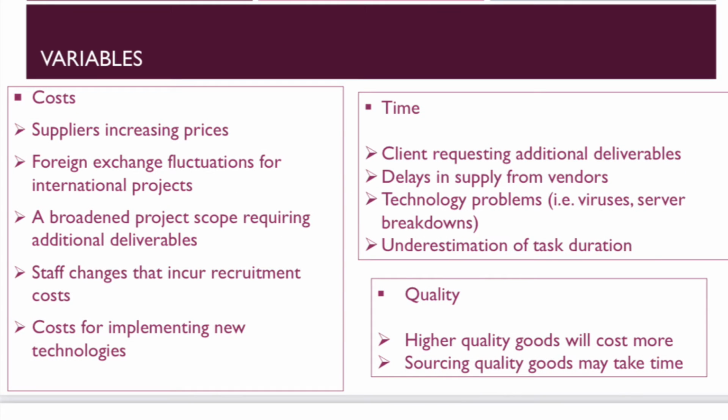Furthermore, to break down the 3 different variables of the triangle, costs would fluctuate due to supplier price increases, foreign exchange fluctuations, and also broadening the scope of the project if there are any staff changes or improvements in technology which need to be implemented. Also time, where the client may request additional deliveries, there may be a delay in supply from vendors, technological problems which need to be fixed, and also underestimation of a task, which is key. And finally, the quality. The quality also needs to be of a high standard at all times to please the stakeholders. So this may cost more money or more time, and also sourcing the goods may take time.